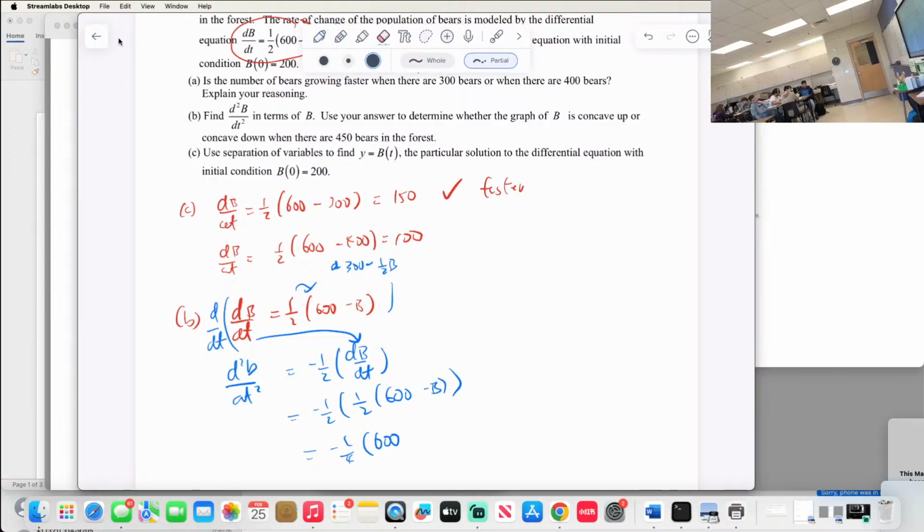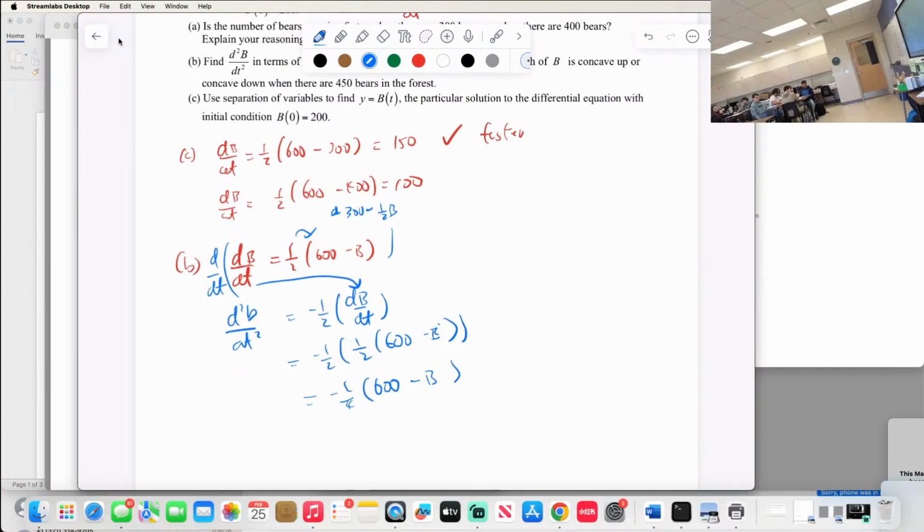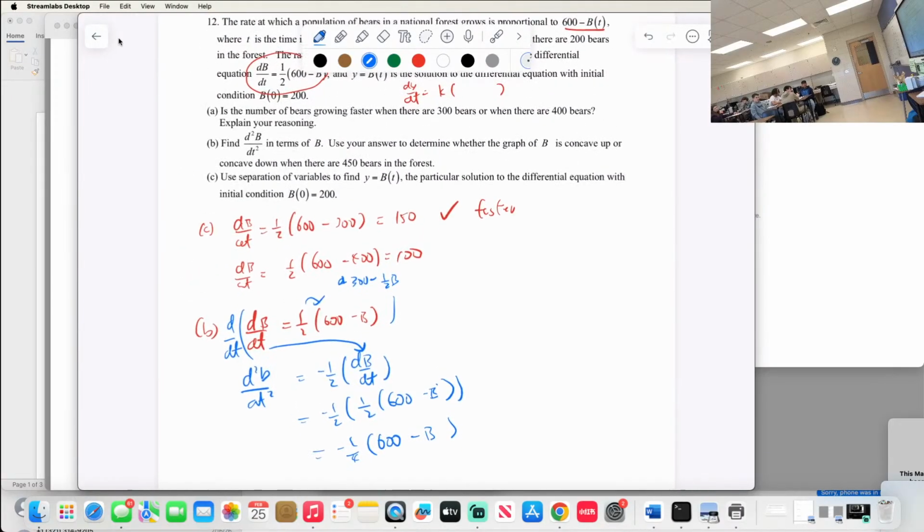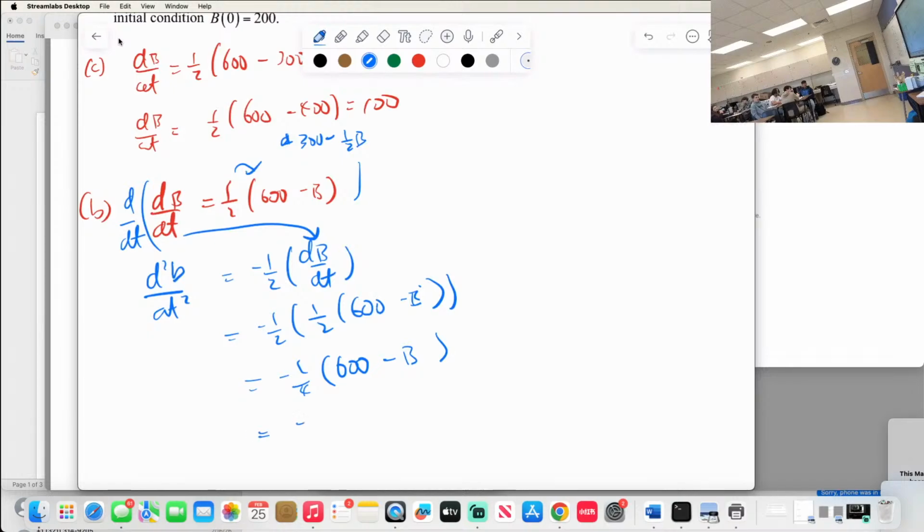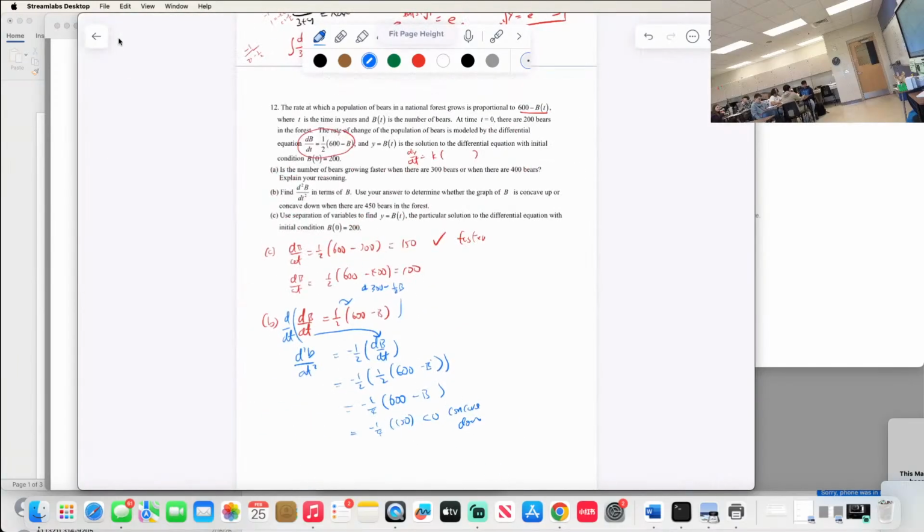Wait, hold on a second. This one is going to be 600 minus B here. And if I put in the population, which is 450, it's going to be negative 1/4 times 150. And so it's negative, so it's less than 0, so it's concave down. Basically, they just ask you whether it's concave up or concave down. So in this case, it's going to be concave down. Is that okay so far?